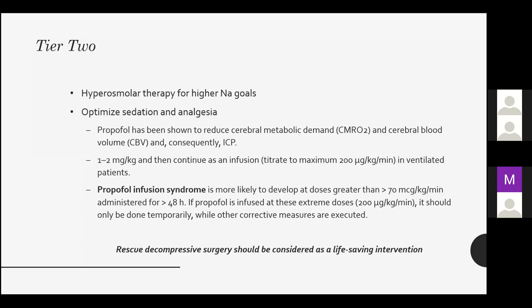But it has a drawback, propofol infusion syndrome. If you give it for more than 40 hours, there are chances of propofol infusion syndrome. Then again, at this stage, if the patient's ICP is not responding or not coming down, then rescue decompressive surgery is a life-saving intervention. Then if you think that the patient is not a suitable candidate for the surgery, you go to tier three.